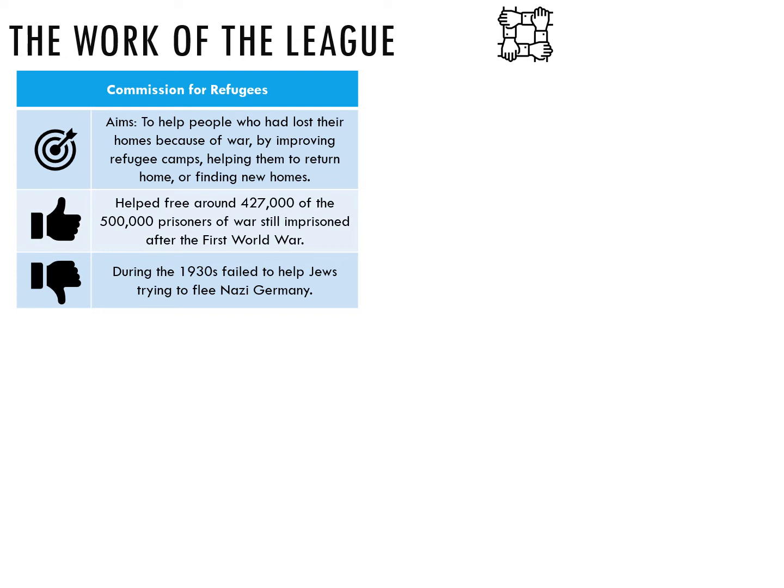They introduced ID documents for refugees, resettled 1.5 million refugees from Russia. They set up refugee camps during the war between Greece and Turkey. They resettled 600,000 Greek refugees from Turkey. However, in the 1930s, they failed to help the Jews fleeing Nazi Germany.